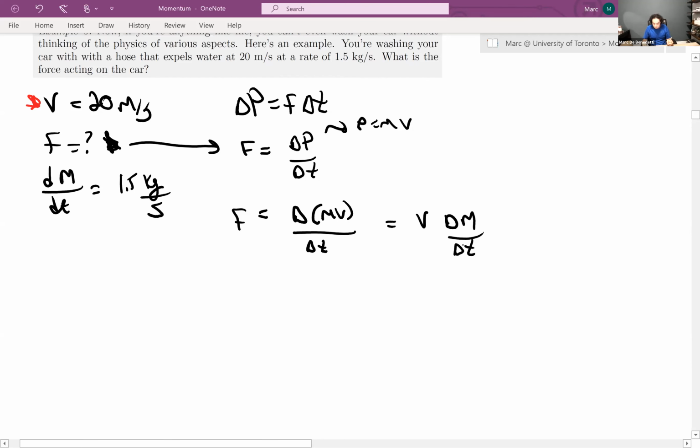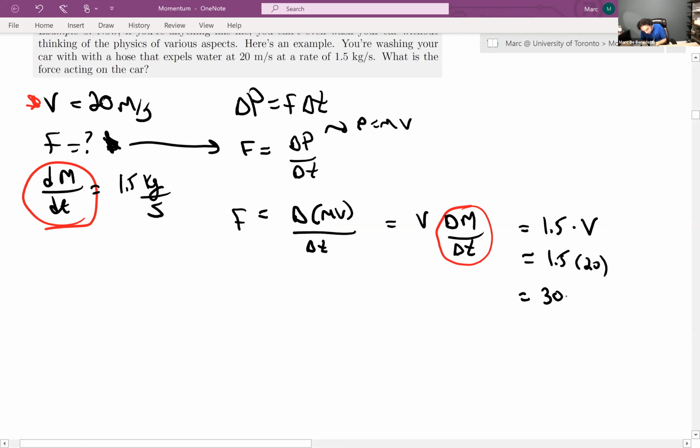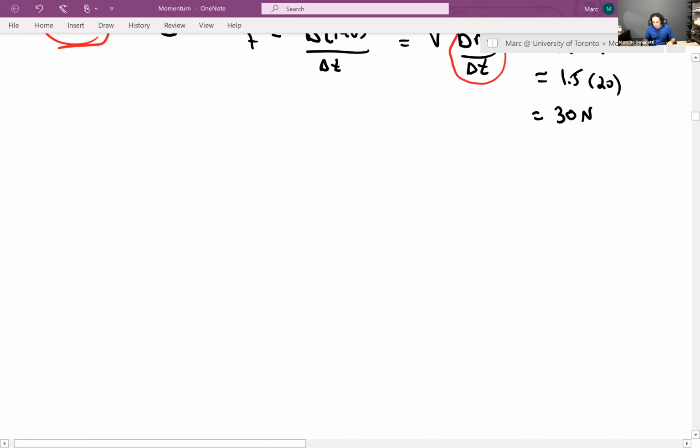Oh, and look at that. What's left is the change in mass over the change in time, which is exactly dm/dt. So that tells you that the average force on your car is going to be 1.5 times v, which is 1.5 times 20, which equals 30 newtons. So there you go. If you're washing your car with a hose, there's about 30 newtons of force on your car window or door.